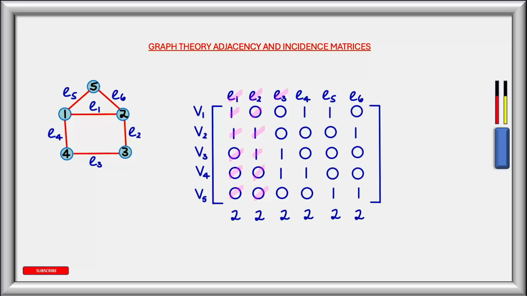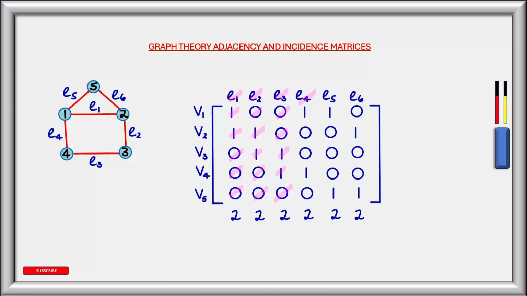And edge 3, there's no connection between edge 3 and vertex 1 and vertex 2. So we place a 0 in row 1, column 3, and row 2, column 3. Edge 3 connects vertex 3 and vertex 4. So we place a 1 in row 3, column 3, and row 4, column 3. And there's no connection between vertex 5 and edge 3. So we place a 0 in row 5, column 3.